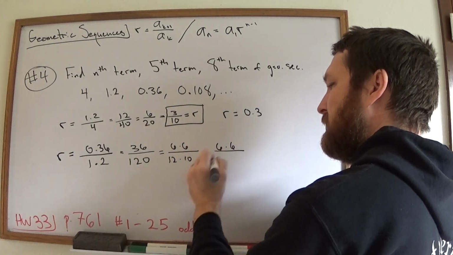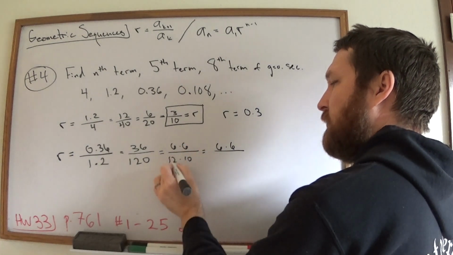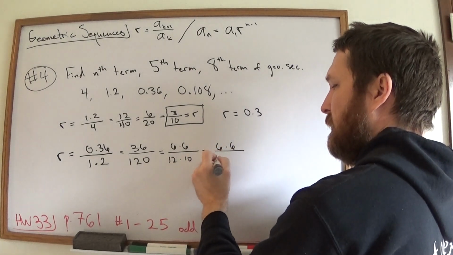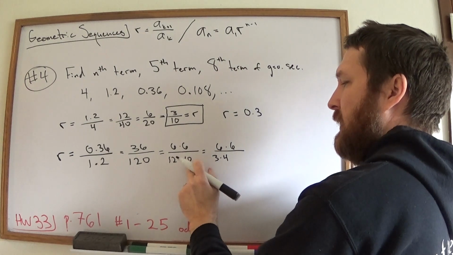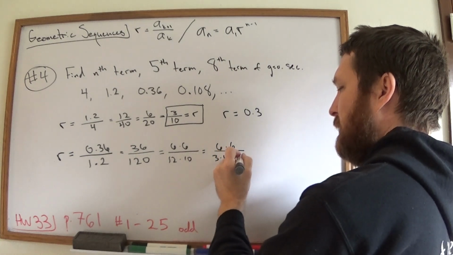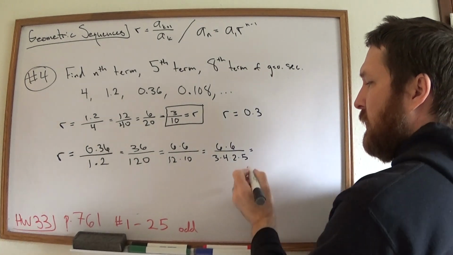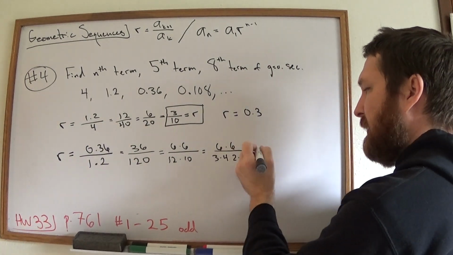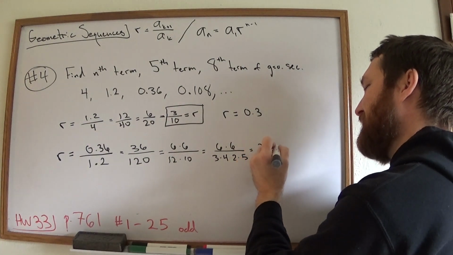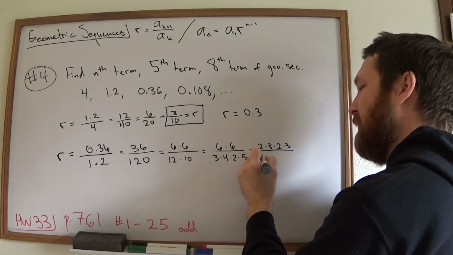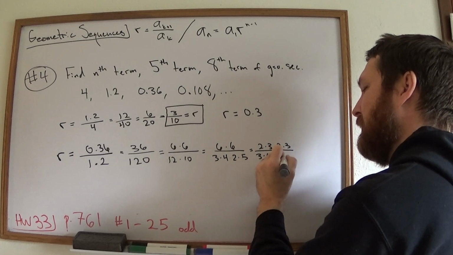6 times 6, and how about, what's that? There's a 3 in there. 3 times 4, and that's a 2 times 5. Okay, so let's see. Oh, why not? 2 times 3 times 2 times 3. Now I'm certain I won't be messing this up.